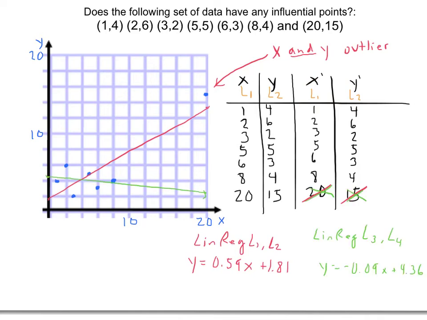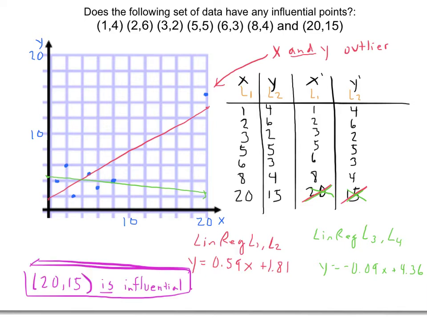And that line is quite a bit different, because down here this is relatively compact, trending down. When I put this one in, it had to adjust rather drastically to make it go up. So that slope changed a lot. So that point is definitely influential.